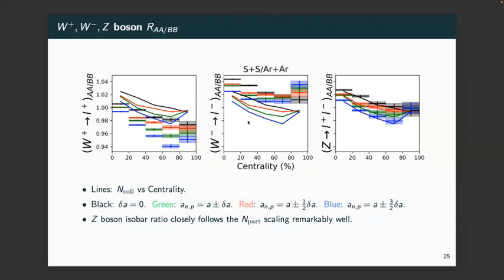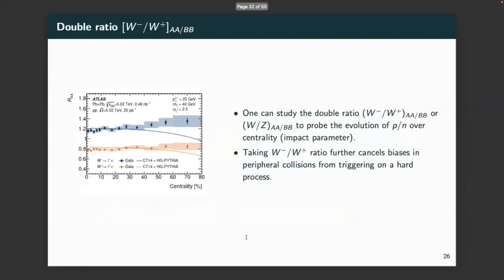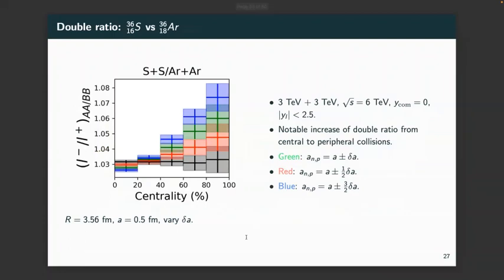But you can take the double ratios to further cancel out this overall baseline of the binary collisions because of the differences in geometry, because we are varying this A parameter to generate neutron skin. And that's what you get for sulfur and argon for 6 months of data with a very optimistic estimation.